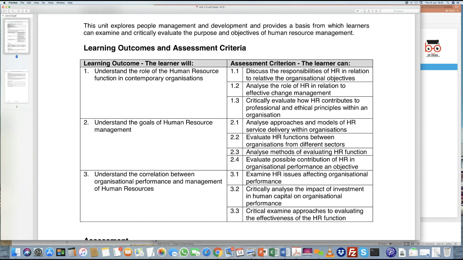And the other would be a handout to discuss in detail the HR responsibilities related to specific functions. So one could be recruitment and selection, one could be training and development. That will be a handout which will look at explaining the roles and responsibilities of HR in relation to organizational objectives.